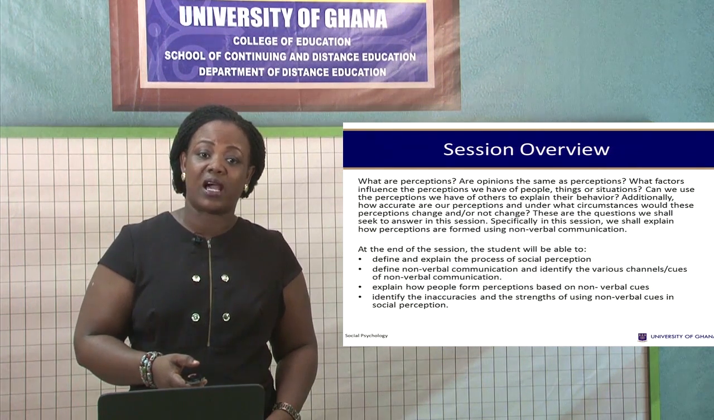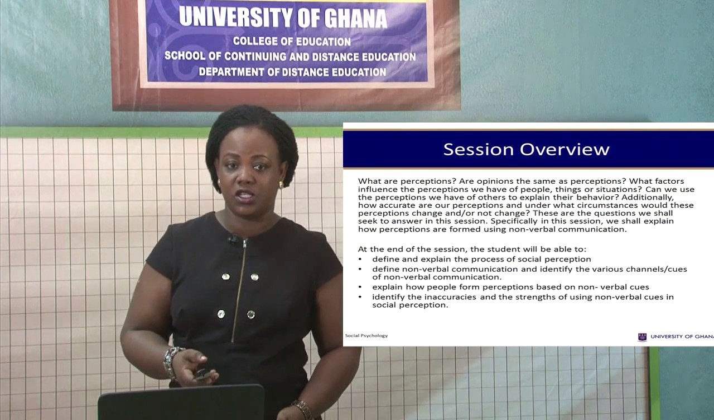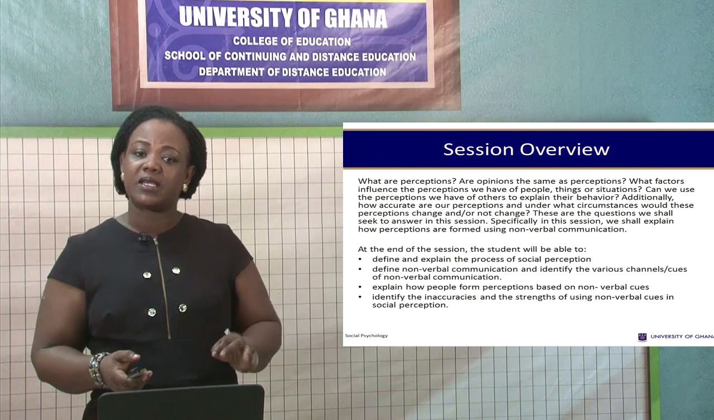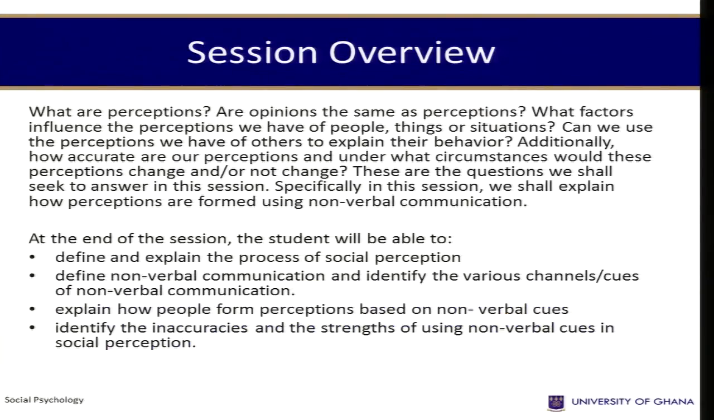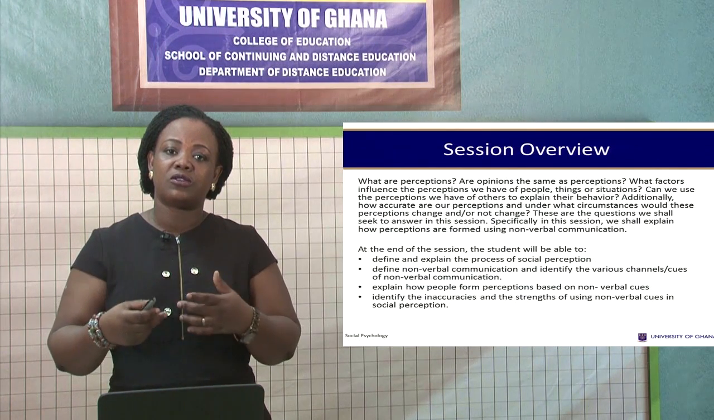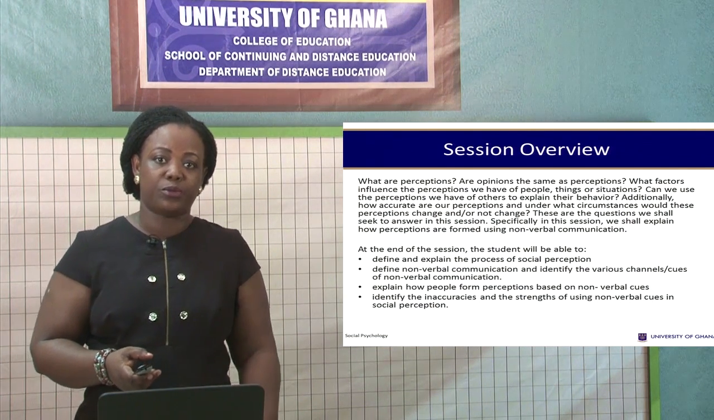Do the perceptions we have change? And under what circumstances will these perceptions change? So in this session, basically what we are seeking to do is to define and explain the process of social perception and to identify the temporary way of doing this by looking at nonverbal communication, and to determine what the channels of communication are and how these cues or channels are used in the social perception process.